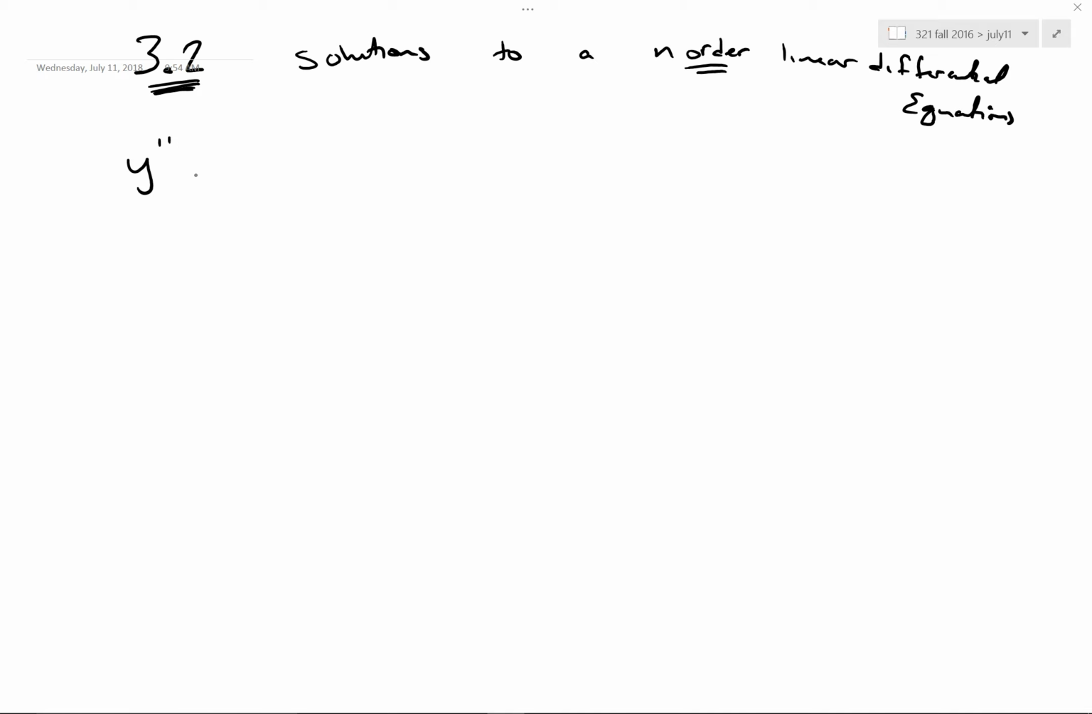we'll start off with the second one, something like this, something along these lines. Remember, this is homogeneous because it equals 0. And the game here is this: when you're all done, you will have a solution that looks something like this, C1 y1 plus C2 y2, something along that line.